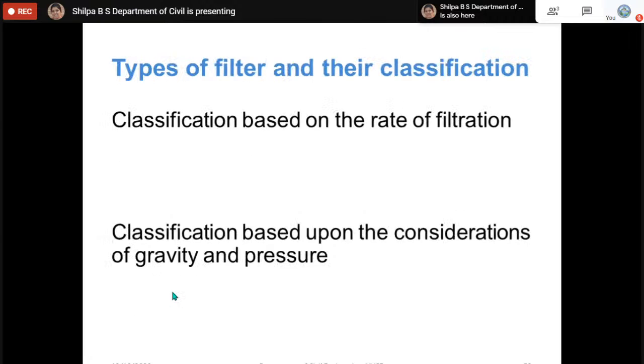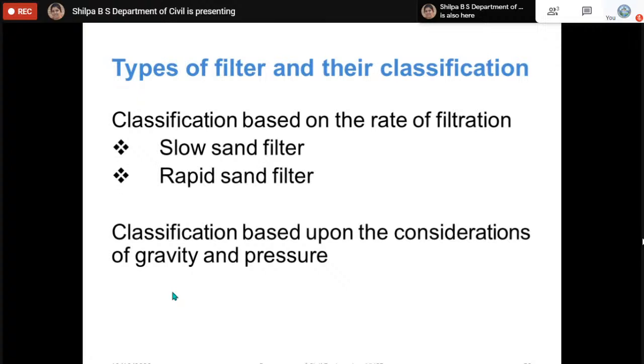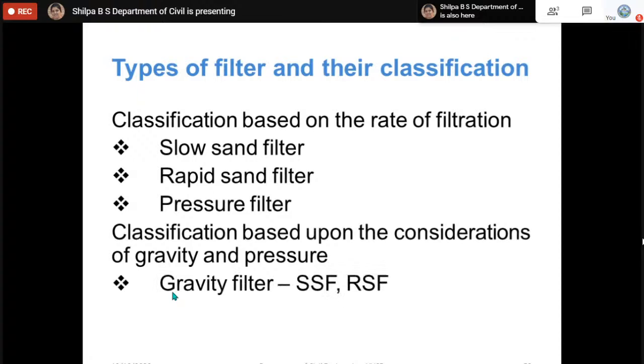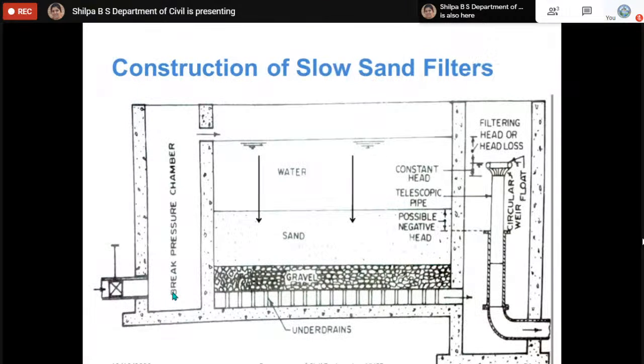These types of filters can be classified based on two factors. One is the rate of filtration. The other is based on whether the flow is by gravity or under pressure. Based on the rate of filtration, we have the slow sand filter, rapid sand filter and pressure filter. Based on gravity, we call it the gravity filter. The examples are the slow sand filter and the gravity filter. Whereas in the pressure filter, we pass the water under pressure so that we can have a large rate of filtration.